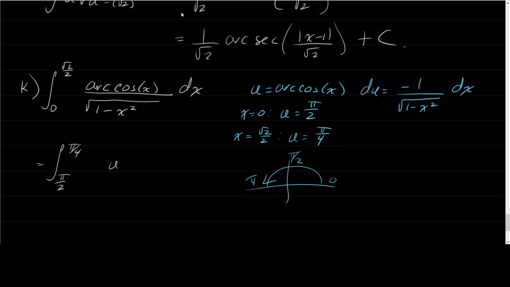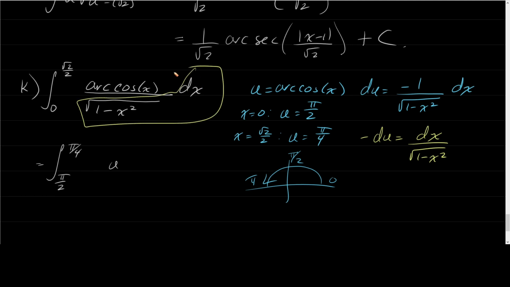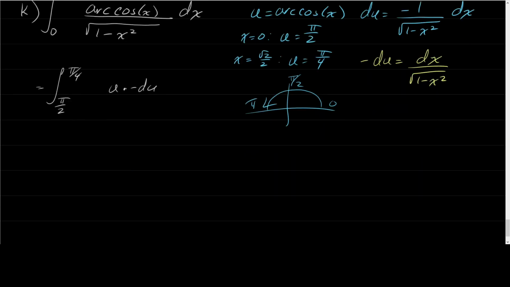So what I can say from here is that negative du would be dx over the square root of 1 minus x squared. So this dx over the square root of 1 minus x squared is just negative du. So I have u times negative du. If I rewrite that, that's really negative integral from pi over 2 to pi over 4 of u du.